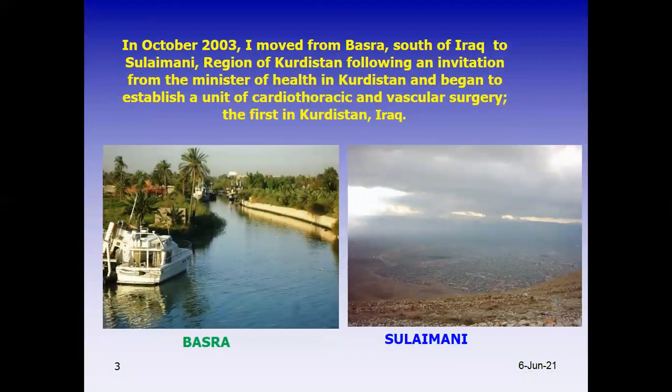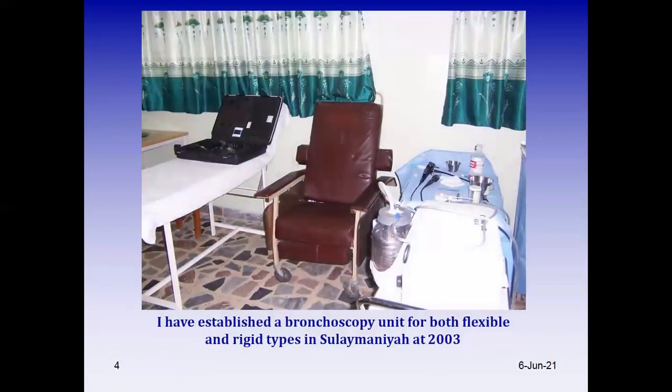In October 2003, I moved from Basra, south of Iraq, to Sulaimani in the region of Kurdistan, following an invitation from the Minister of Health in Kurdistan, and began to establish a unit of cardiothoracic and vascular surgery, which was the first in Kurdistan region, Iraq. That was the bronchoscopy unit that we established for both flexible and rigid bronchoscopies in Sulaimaniya Teaching Hospital in 2003.